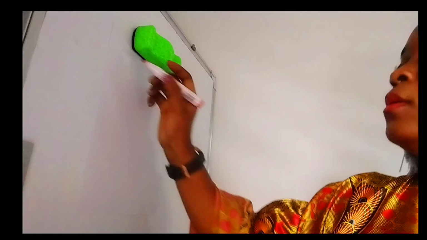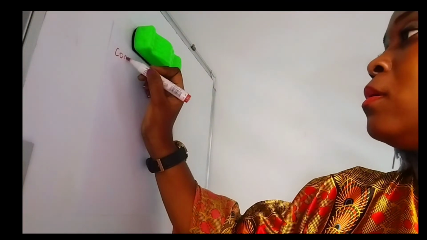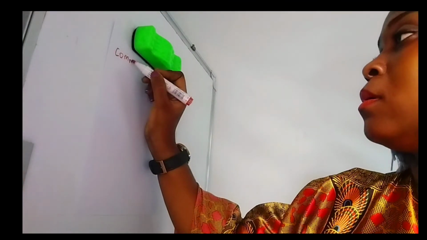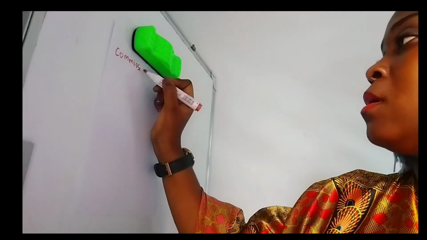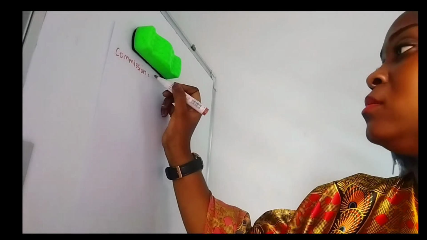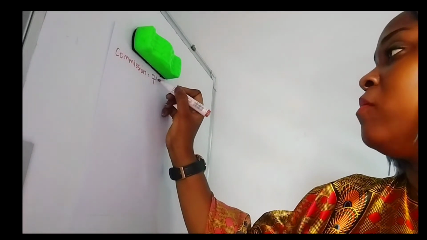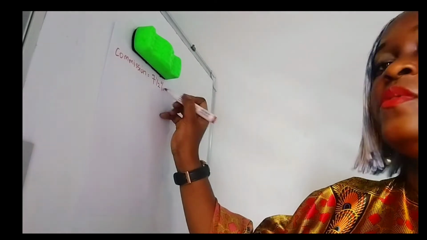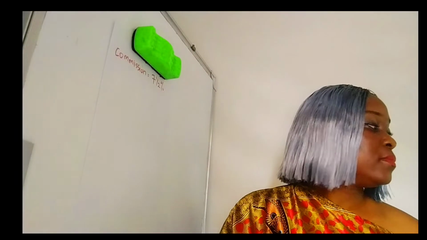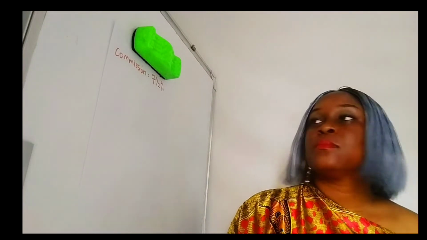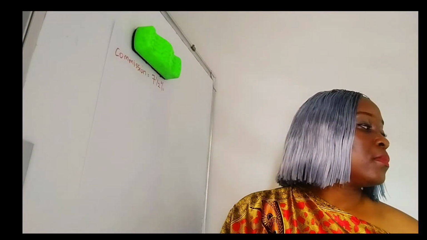Now the next question. Number 51. A man receives 7.5% commission on his sales. What is his commission for selling an item for 70 naira? A man receives how much commission? 7.5% on his sales. What is his commission for selling an item for 70 naira?